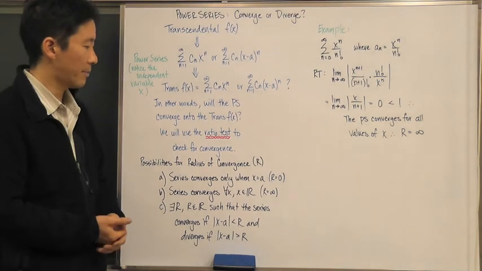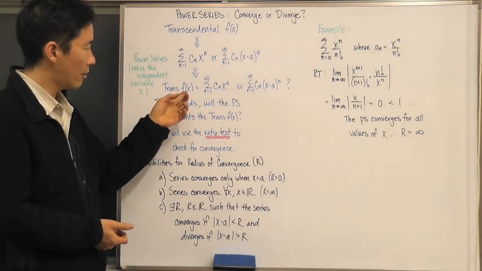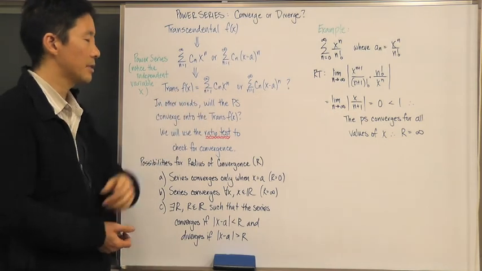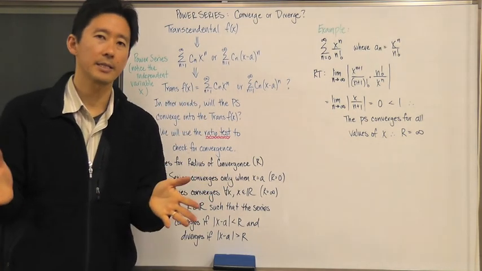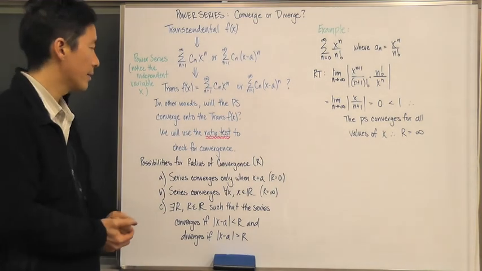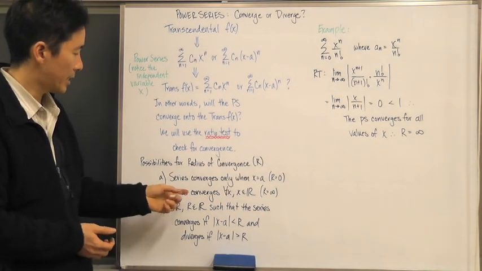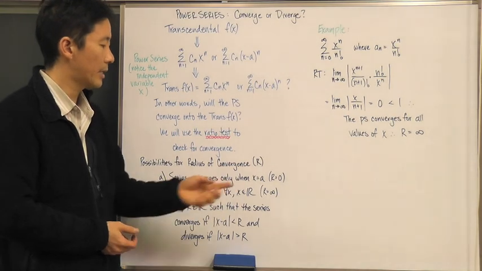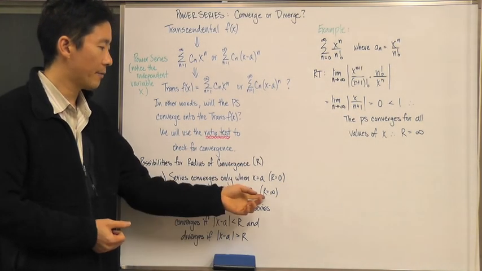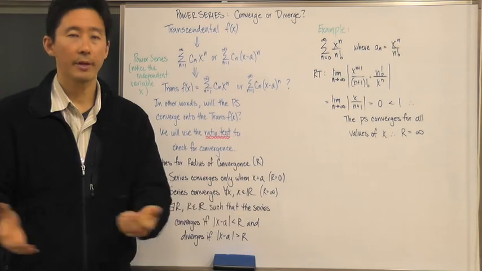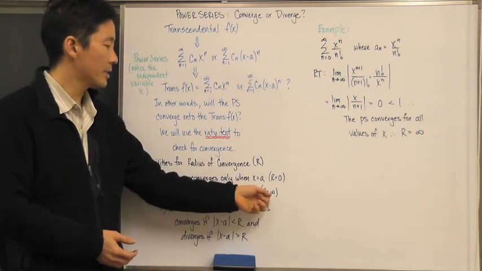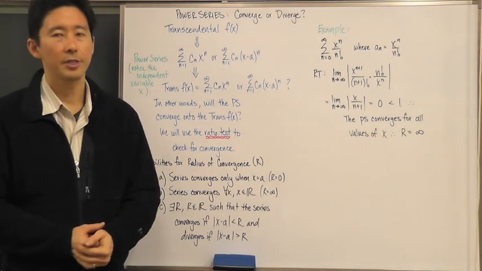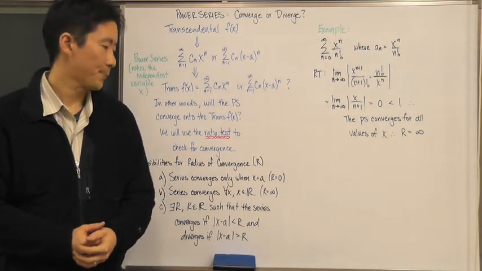Now, let's say that for all values of x, the power series and the transcendental function give you exactly the same value. If that's the case, then we say that the series converges for all x, x being an element of R, and since x can be any number that we want it to be, the radius of convergence is going to be infinity.